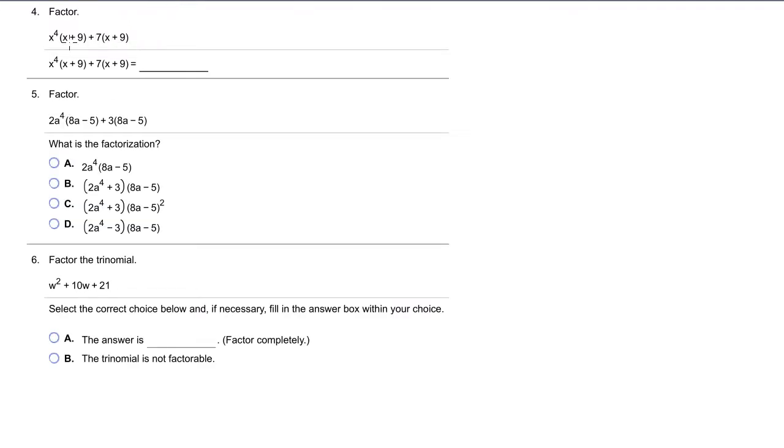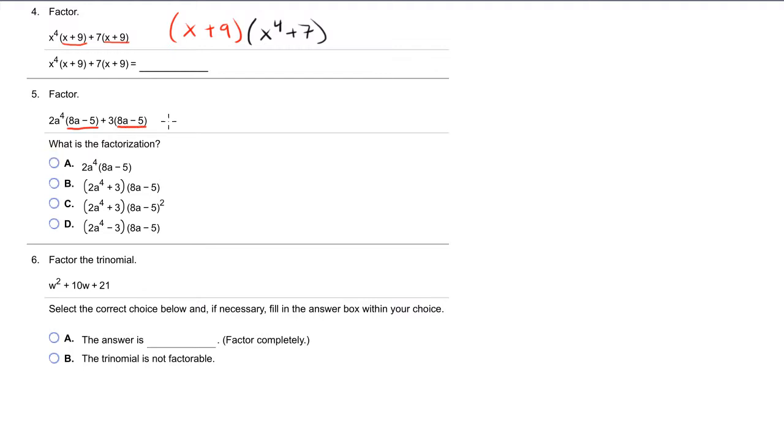Here's another factoring problem. x to the 4th times the quantity x plus 9, plus 7 times the quantity x plus 9. Both of these have that factor of x plus 9. So we're going to factor that out, and we'll be left with x to the 4th plus 7. So we're done there.